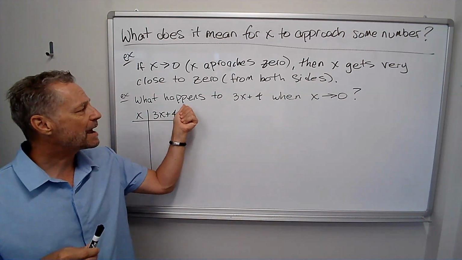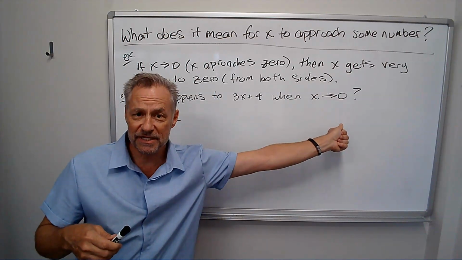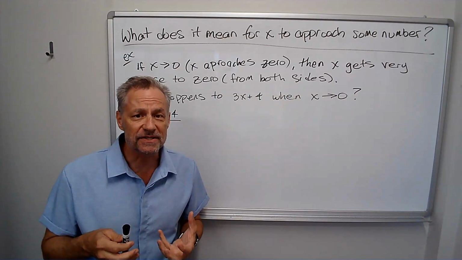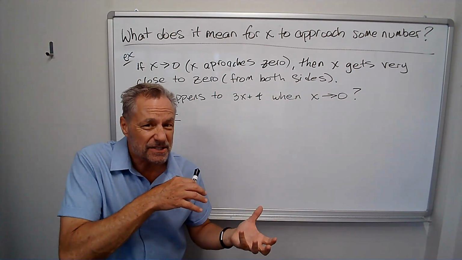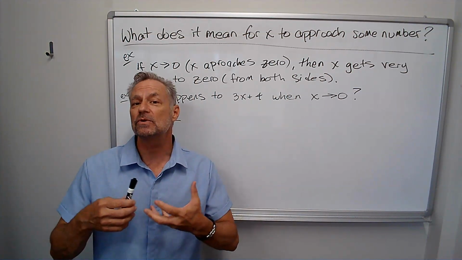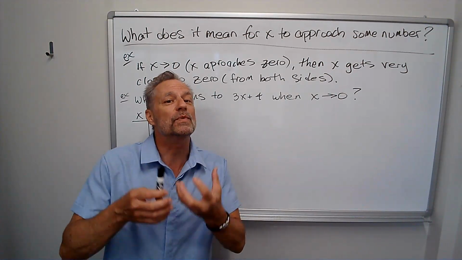What happens to the expression 3x plus 4 when x approaches 0? Now we're approaching 0. We want numbers really close to 0, and we want numbers less than 0 and numbers greater than 0. So for less than 0, let's say x equals, well, -1 you might think is pretty close to 0. But we want really close.